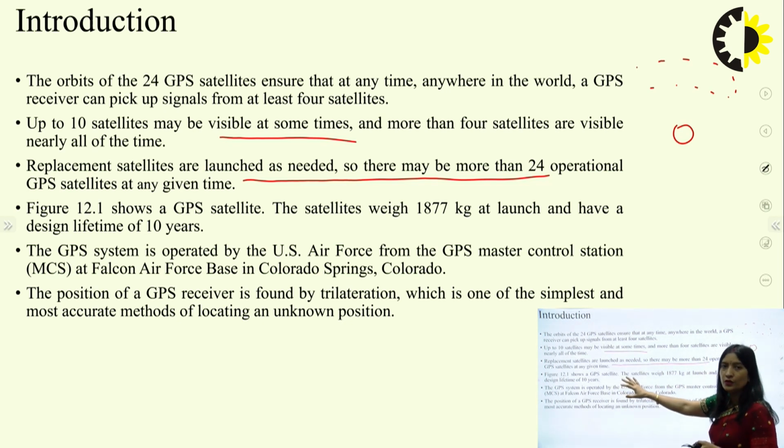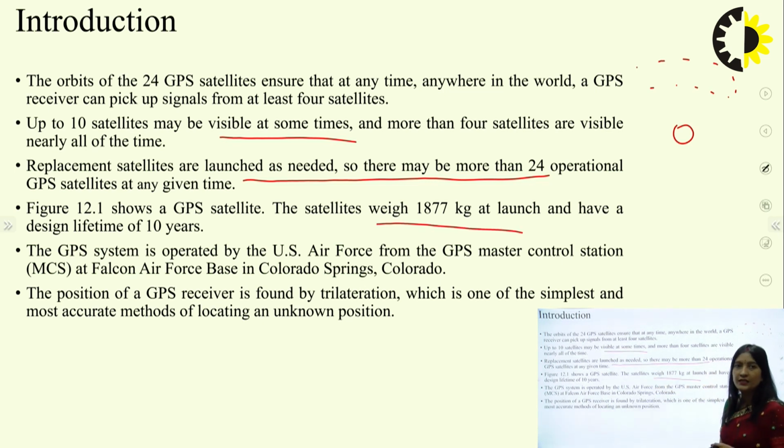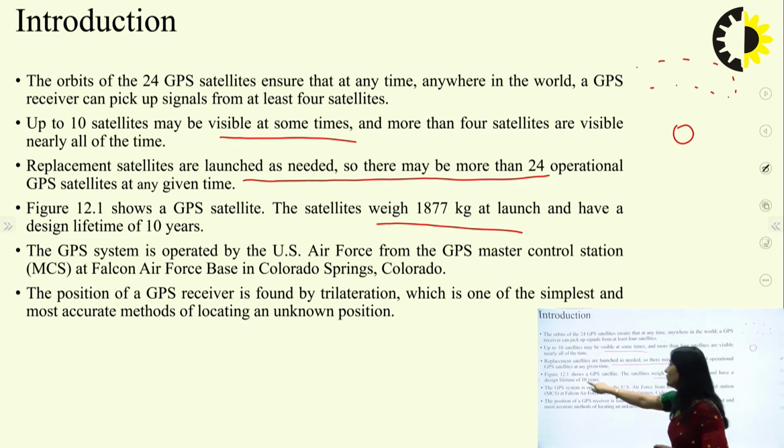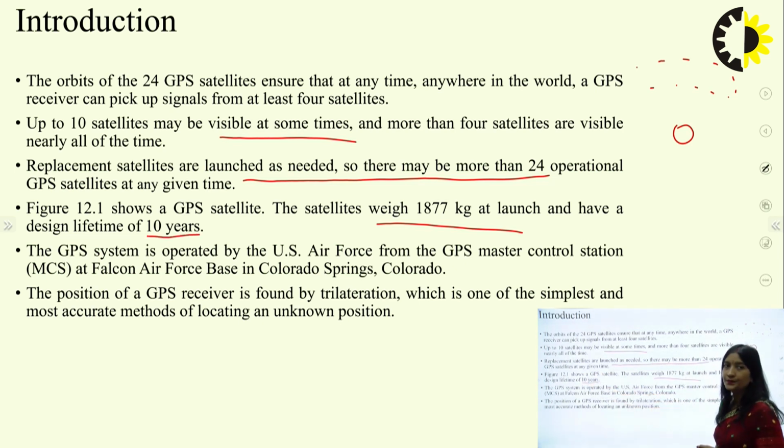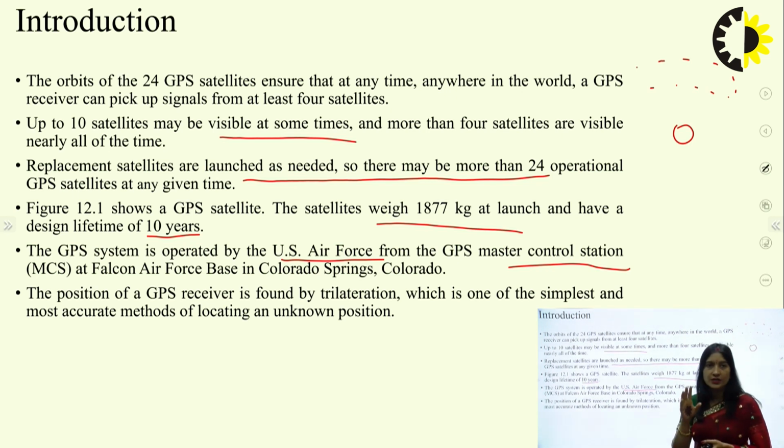We have seen the picture of the GPS satellite. The weight of the satellite is around 1,877 kgs at the launching time, and the lifetime of this satellite is 10 years. The GPS system is operated by the US Air Force from the GPS Master Control Station. So there is a Master Control Station, MCS, which is located in USA, which will be controlling the overall operation of GPS around the world.